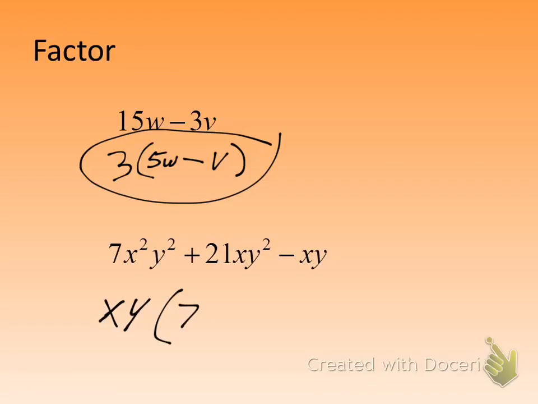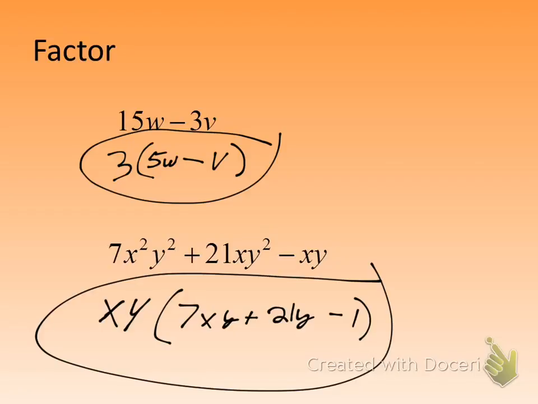Which leaves you with 7xy plus 21y minus 1. Okay, questions on that?